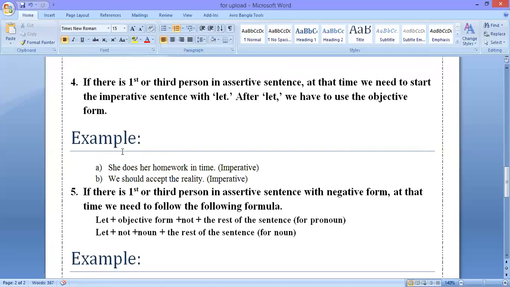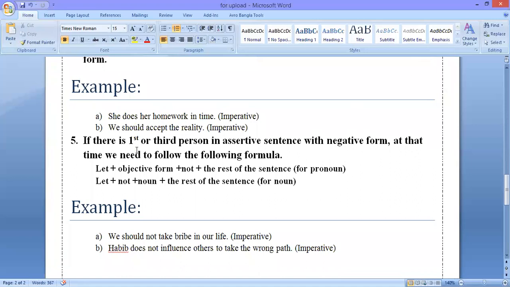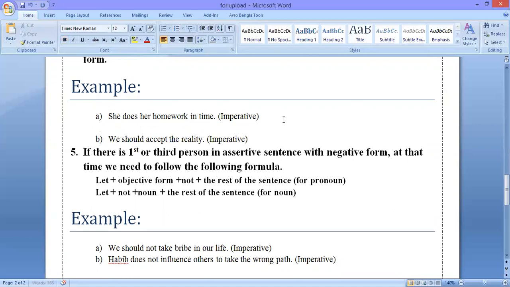So if you look at the example, we can see that in example number 1, she does her homework in time. This is an assertive sentence, and there is third person at the beginning of the sentence. So if we want to make this imperative, we shall have to use let at the beginning. After using let, we shall have to use the objective form. So let her do her homework.